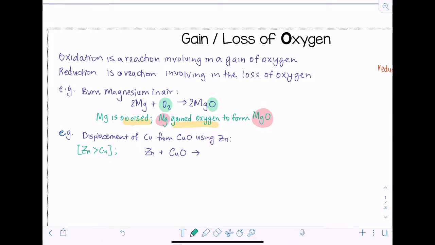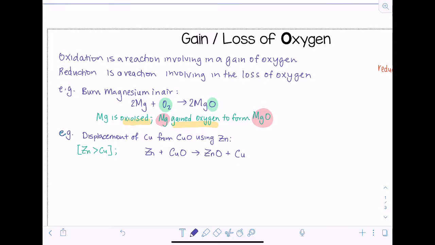So what I will get is that zinc will take over and become oxidized. It will bond with the oxygen, leaving copper being displaced out. Now for such an equation, I want you to spot where is the reduction based on your concept of oxidation and reduction. The definition above says that reduction involves the loss of oxygen. So which of these elements do you notice that there's actually a loss of oxygen?